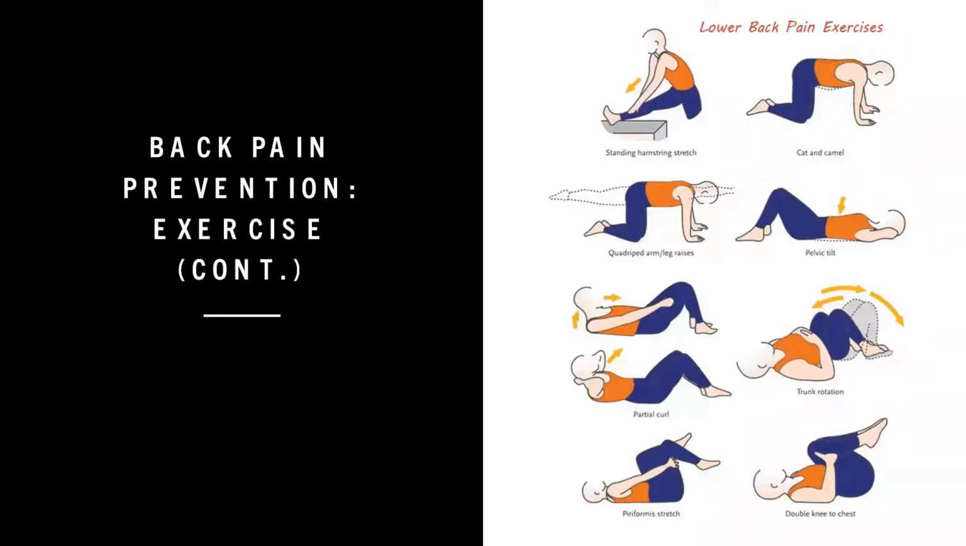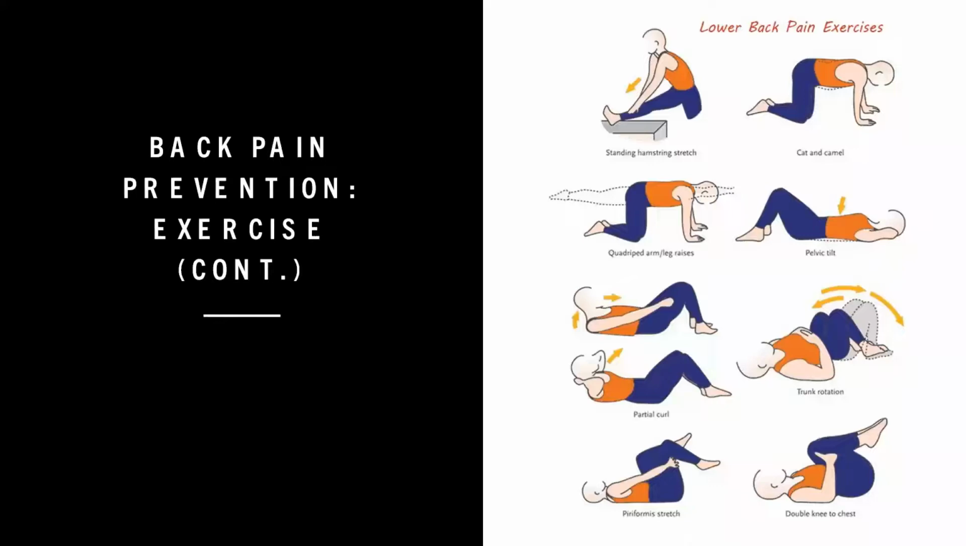Pelvic tilt: while you're lying on your back, bend both your knees, and then try to tilt your pelvis forward and backwards. Quadruped arm leg raises, so it's like a Superman kind of exercise where you lift the alternate leg and hand lah. Partial curl, okay, it's like sit-ups tapi it's just halfway. Trunk rotation, where you bend both your legs while you're lying on your back, and then you turn the whole hip to your left and right.